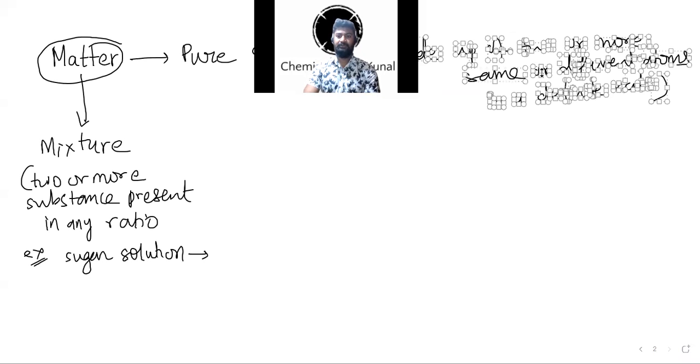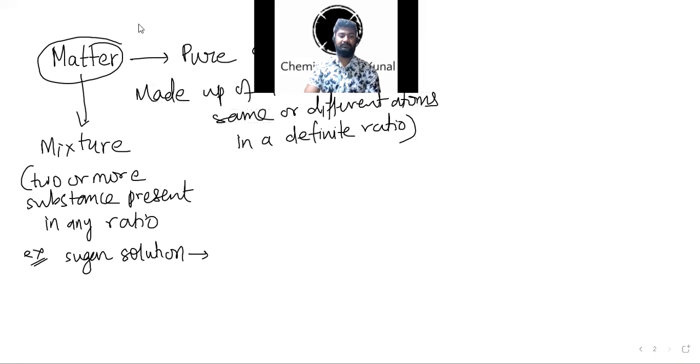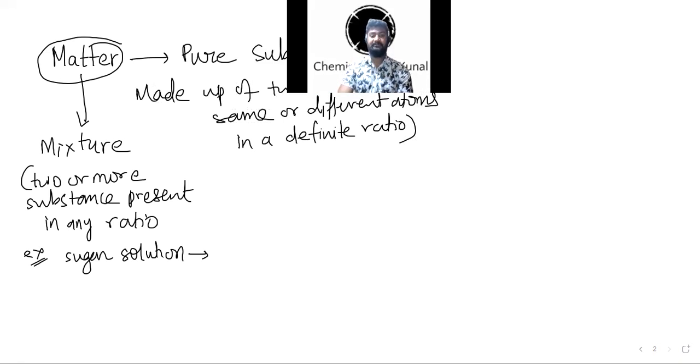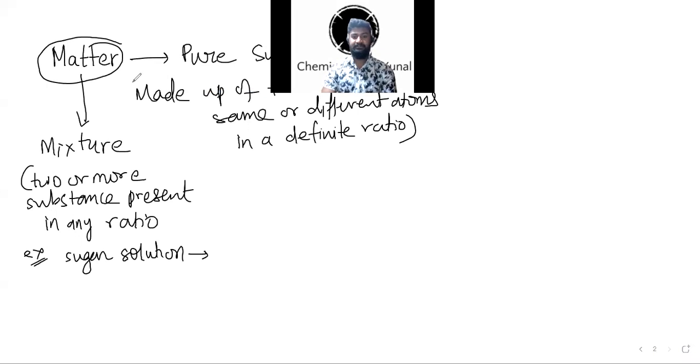You may add more sugar. I don't like sugar, so I will not add that much sugar, right? That means your sugar solution and my sugar solution may not have the same taste. Your sugar solution may be sweet, my sugar solution may not be that sweet. That's why I said it can be in any ratio. You may put 2 spoons of sugar and 1 milliliter or 10 milliliters of water. I may take 1 liter of water and 2 tablespoons of sugar. So the ratio changes every time, right?